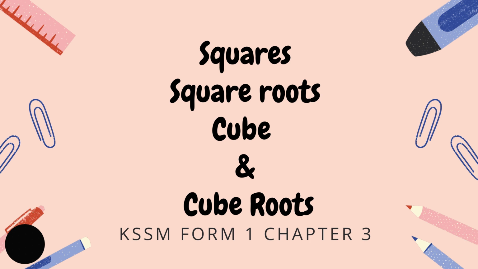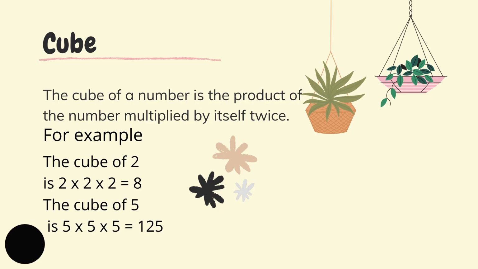Let's discuss Form 1, Chapter 3: Squares, Square Roots, Cubes, and Cube Roots. So what is a cube? The cube of a number is the product of the number multiplied by itself twice. For example, the cube of 2 is 2 multiplied by 2 multiplied by 2, which equals 8. The same goes for 5, which is 5 multiplied by 5 multiplied by 5, equals 125.